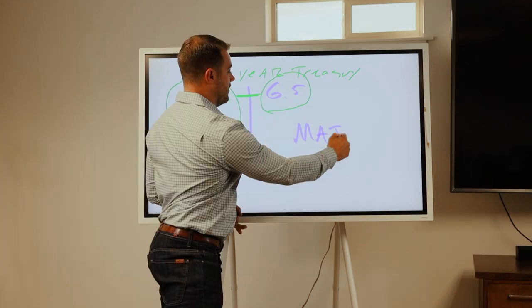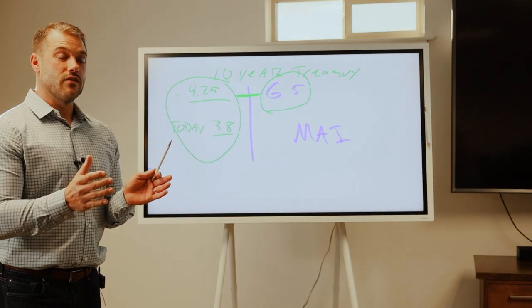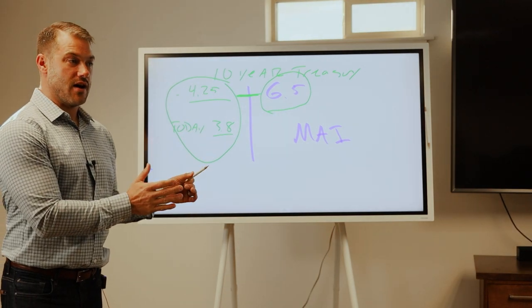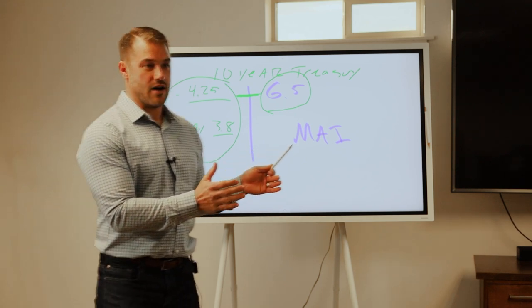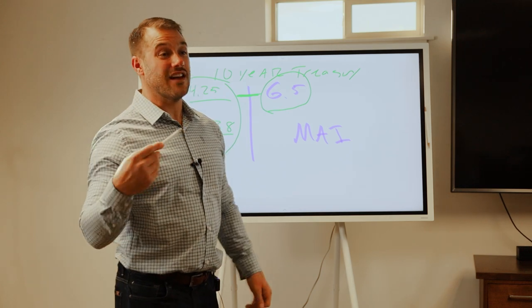Why? Mortgage availability index is down. It's harder to get a loan. Less banks are lending right now. And less banks are lending right now because the government's no longer buying mortgages. The government's actually selling the mortgages that it owns.